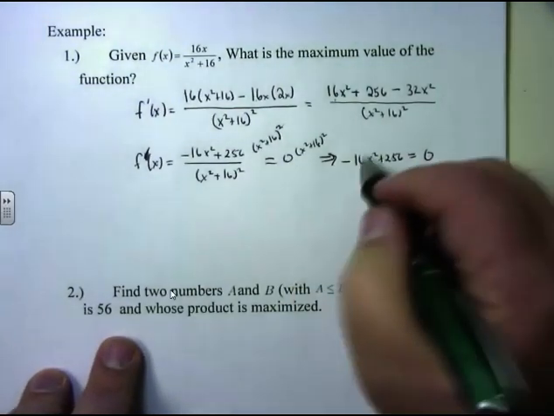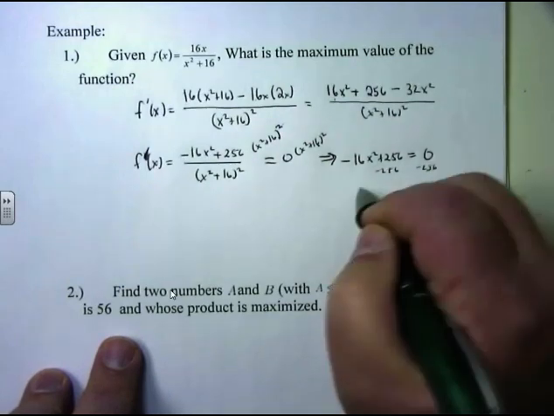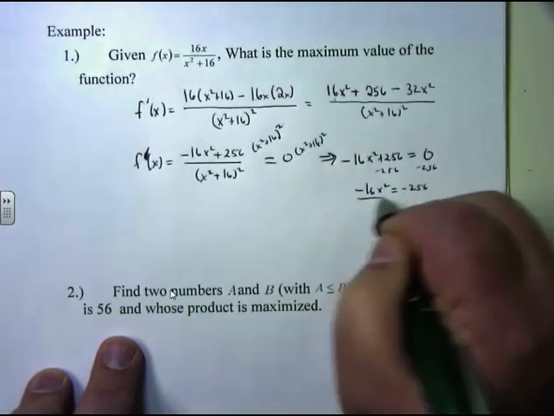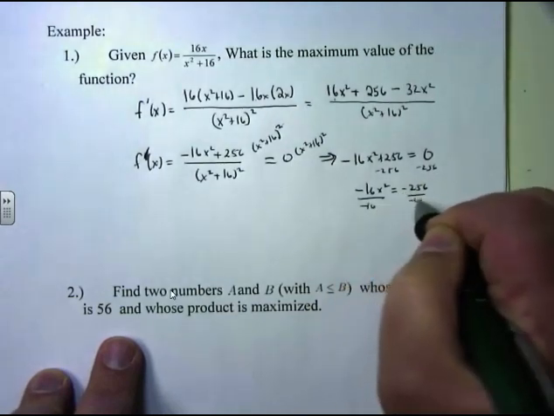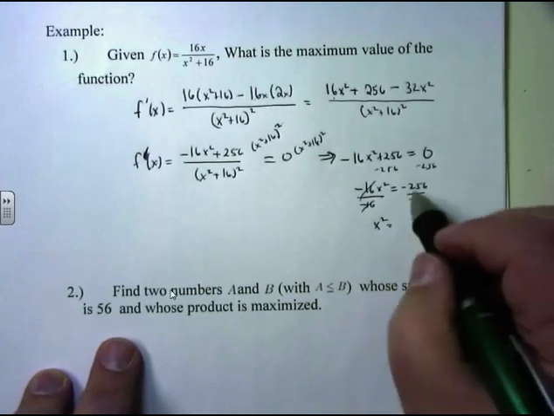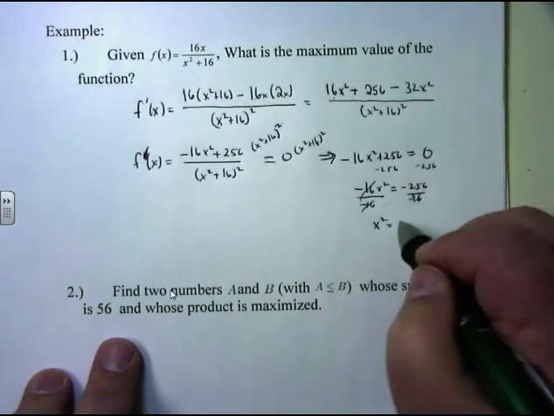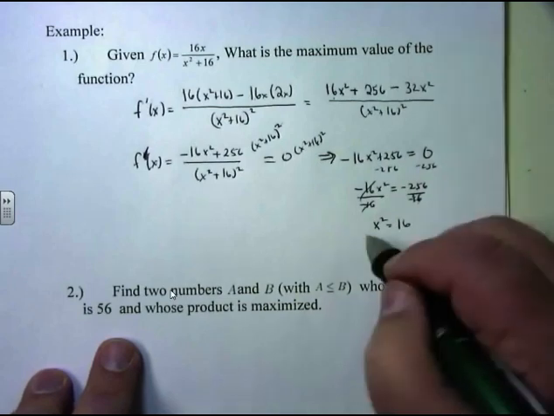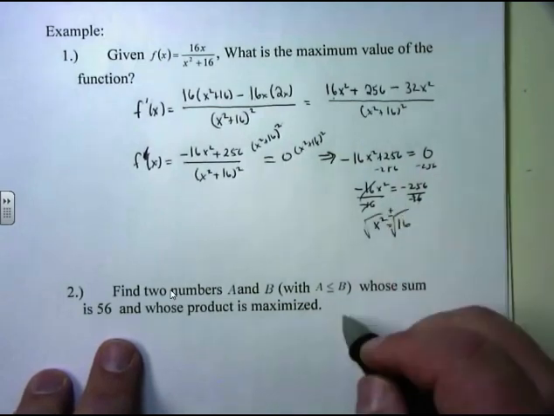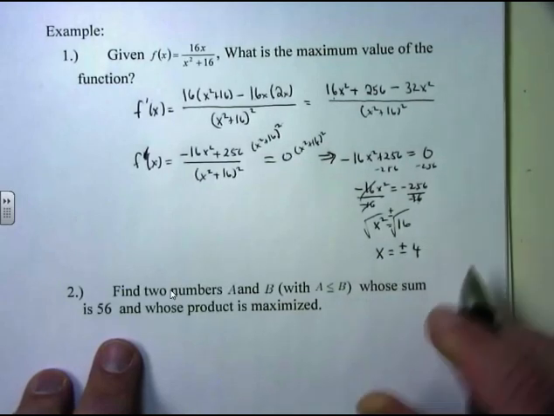Solving for x, I'm going to solve for the x squared first, so I'm going to subtract 256 from both sides. That gives me negative 16x squared equals negative 256. I'm going to divide by negative 16 on both sides, and that gives me x squared equals, now here we go, a negative divided by a negative is a positive, 256 divided by 16 is actually 16. And then I'm going to take the square root of both sides, but officially I need to take the plus or minus anytime I do a square root. So the answer I get is x equals plus or minus 4.